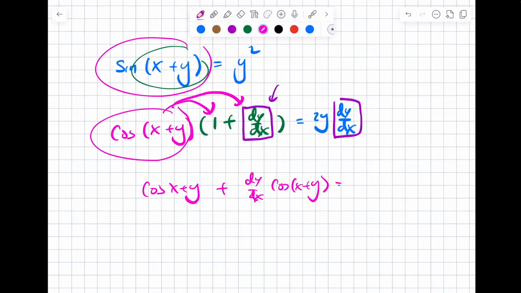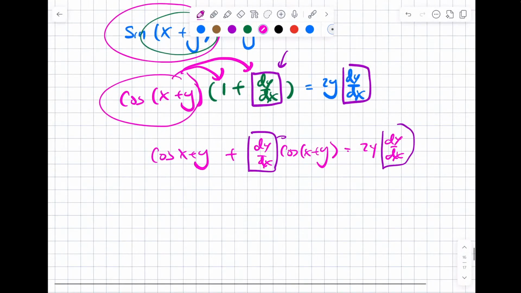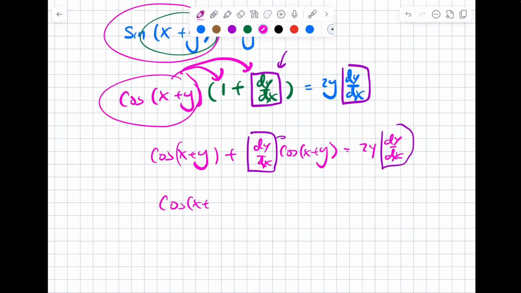And is equal to 2y dy/dx. Now, we are trying to isolate this, and these terms are connected by multiplication. That's okay, we can move all these terms to the left side. I'm going to put a parenthesis right here because I forgot. So cosine of (x plus y) is equal to 2y dy/dx minus dy/dx times cosine of (x plus y). How do I isolate the dy/dx?